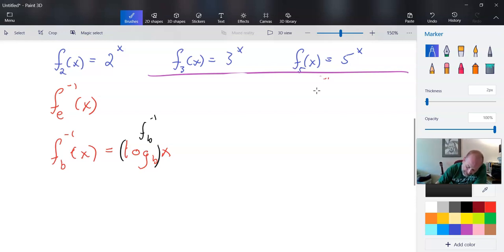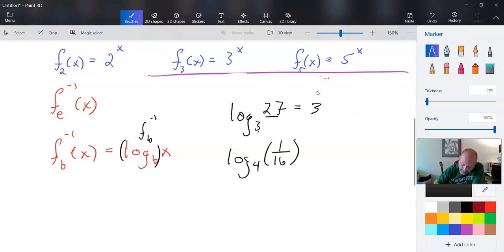So if I have something like log base 3 of 27, I'm asking myself, 3 to what power gives me 27? And it's 3 to the third power. So the answer is 3. If I have log base 4 of 1/16, 1/16 is equal to 4 to the negative 2. So 4 to the negative 2 power gives me 1/16. So we can compute individual values of these just by understanding where they come from.